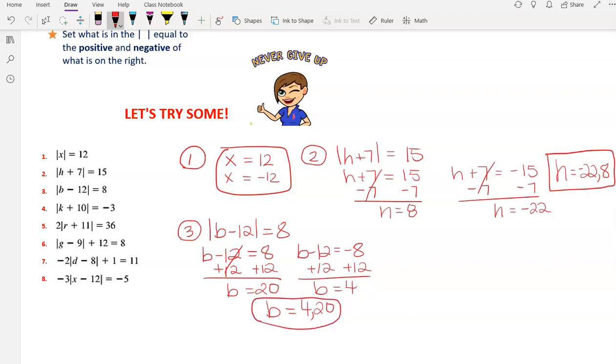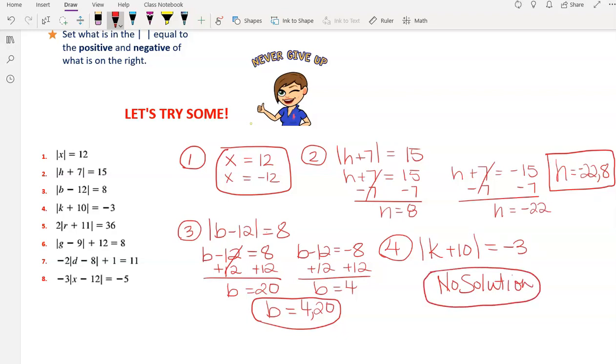All right, let's move on to number 4. The absolute value of K plus 10 is equal to negative 3. Well, the absolute value of anything can never be a negative number. So we have our answer already, and our answer is no solution. Now it's time to erase the board and do some more examples.